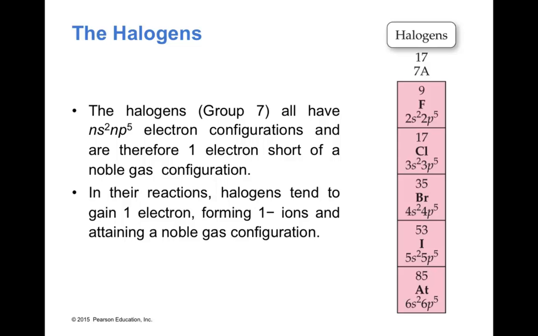In their reactions, halogens tend to gain 1 electron, forming an ion with a charge of 1 minus. Because they were neutral, they are gaining this electron so they can have 8 electrons and have the same configuration of the next noble gas. That's why all the ions from family 7 that are produced have a charge of 1 minus.